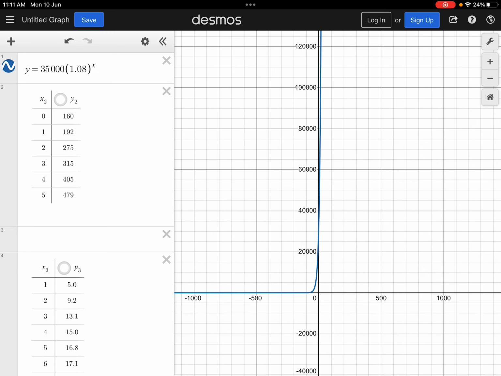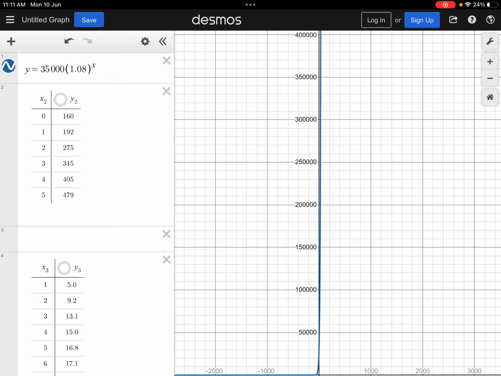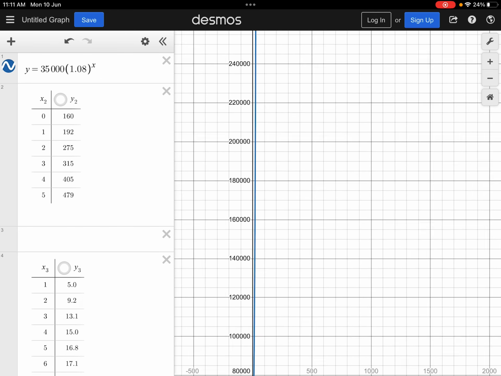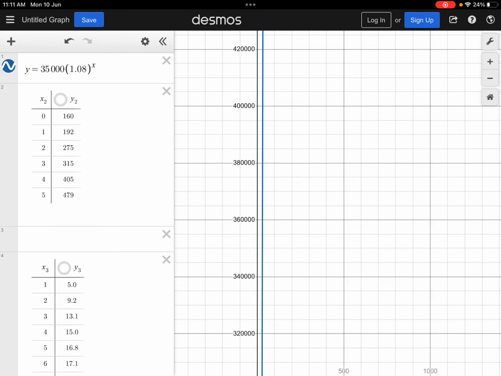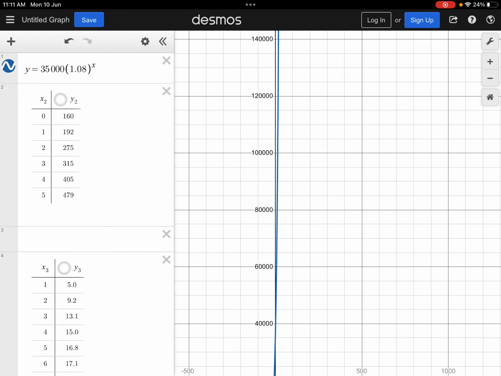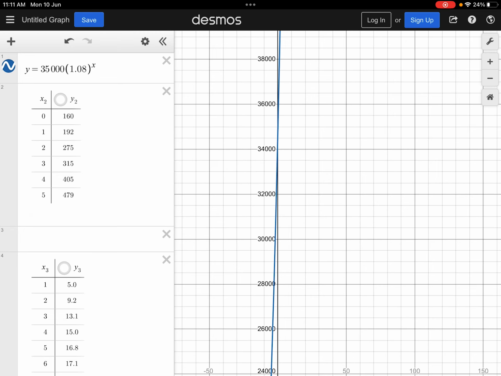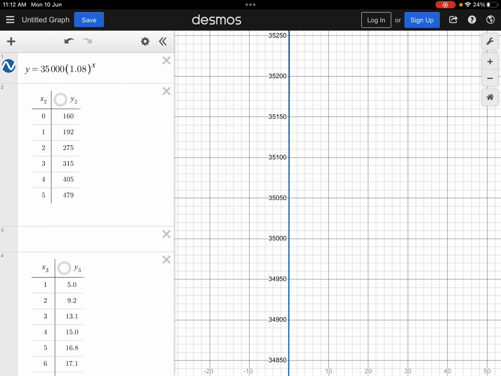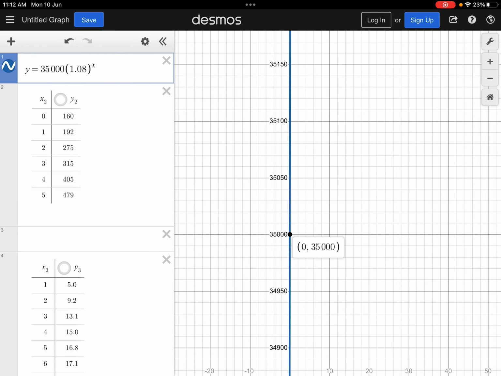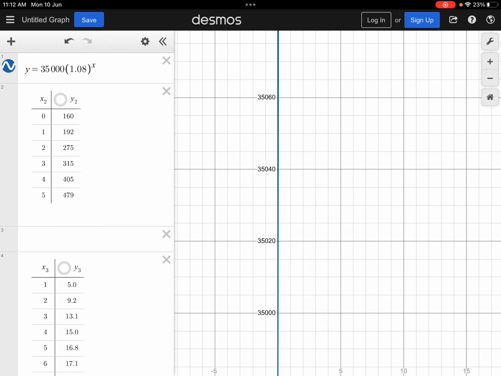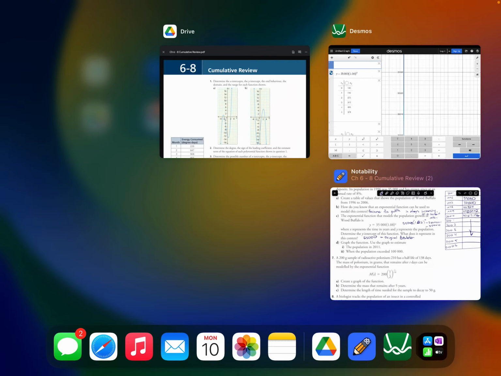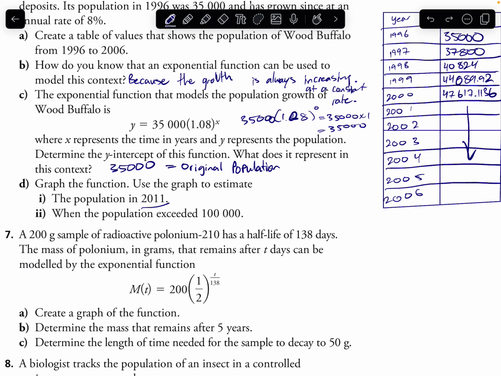Sweet. We're going to have to zoom out real far to see the y-intercept. Oh, here's 30, I was at 300. Okay, 3, 4, 5. And as you can see, it's at the point (0, 35,000). That's where it starts. And we want to go to 2011. We're not going to chuck in x equals 2011 because it starts at 1996.